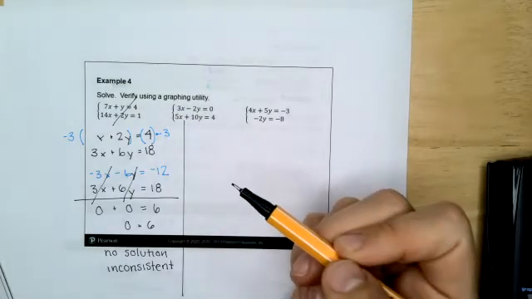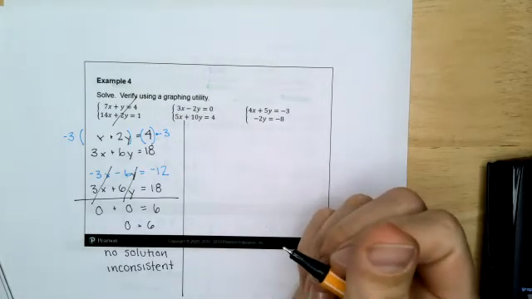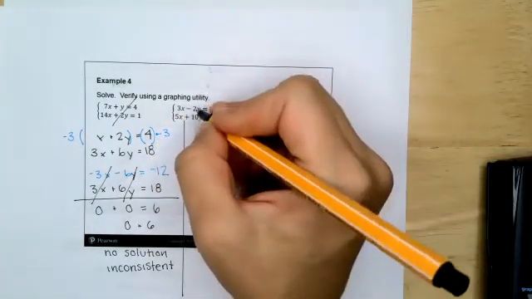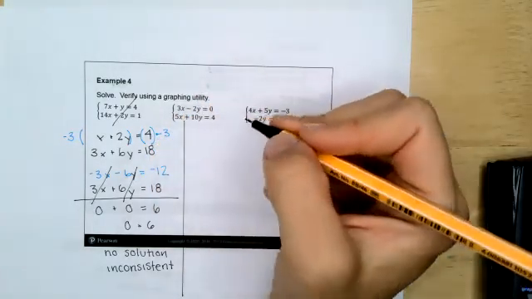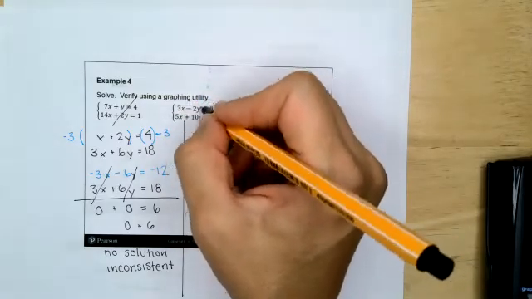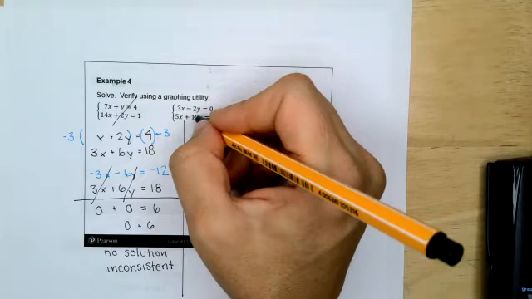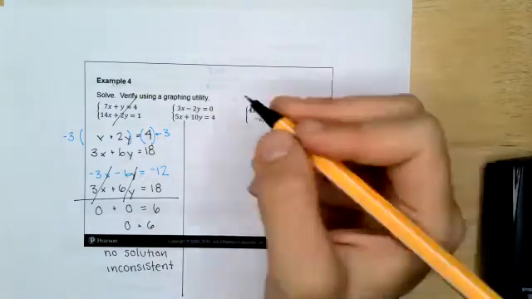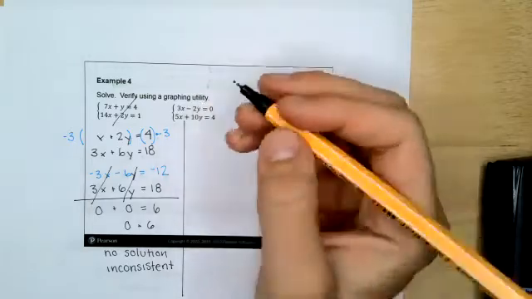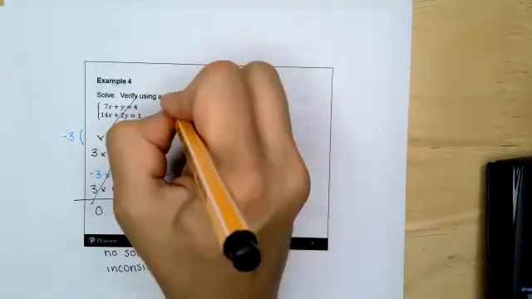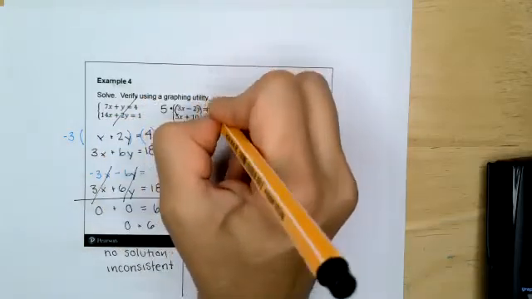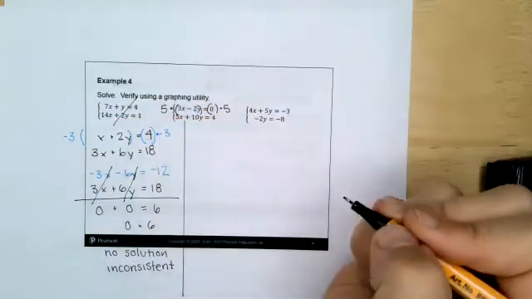3x minus 2y equals 0 and 5x plus 10y equals 4. My x's are 3 and 5. My y's are negative 2 and positive 10. So it would be easier to multiply this by a factor that gives me a negative 10y, right? Cancel out the y's. So if I want a negative 10y, I need to multiply negative 2 by a positive 5. So I'm going to take all of this, multiply it by 5, multiply 0 by 5.